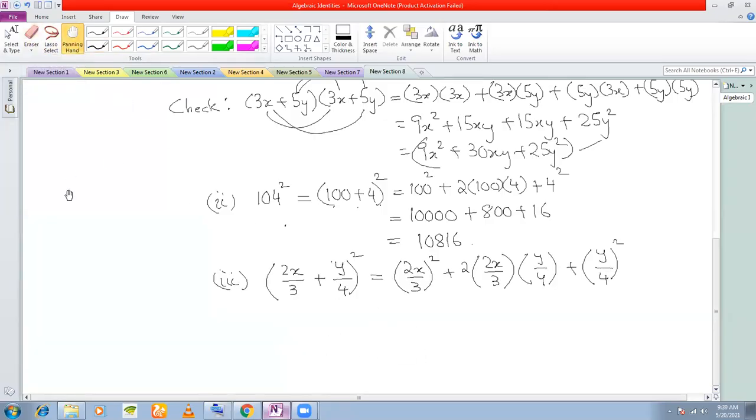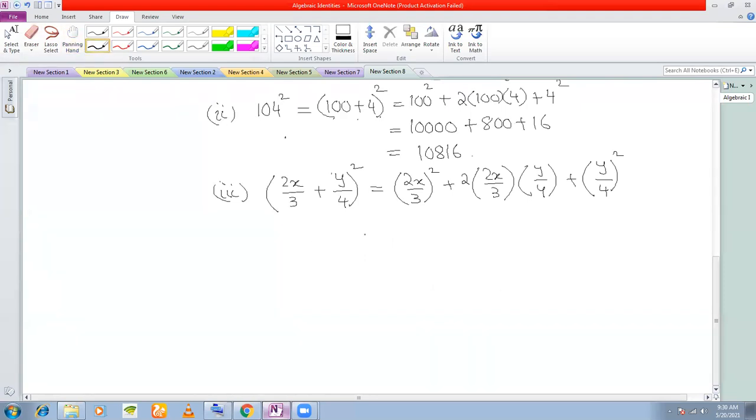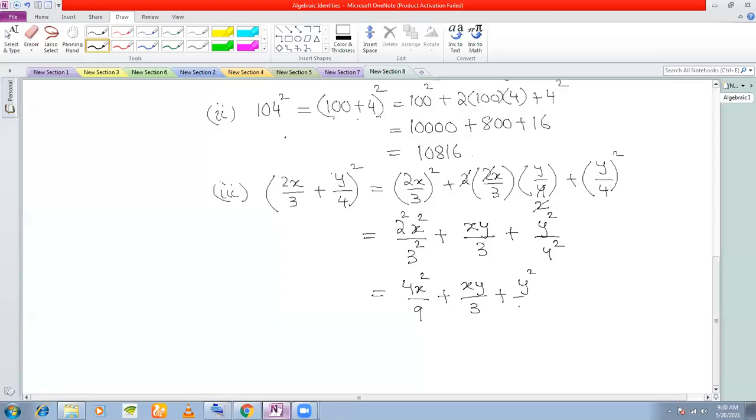Yes, sir. So now we'll simplify this. See, this is (2x by 3) square. This will become 2 square x square by 3 square. Right? Plus, now this will cancel twice. And this will cancel. So in the numerator, you are only left with xy. In the denominator, you have a 3. And here you have y square by 4 square. So that's it. You get 4x square by 9 plus xy by 3 plus y square by 16. That's your answer.